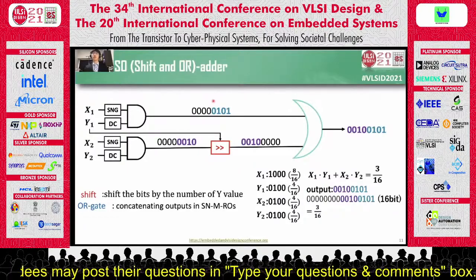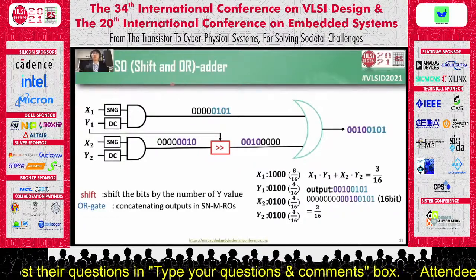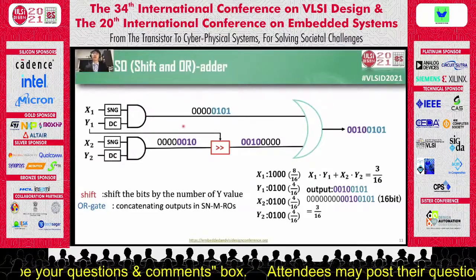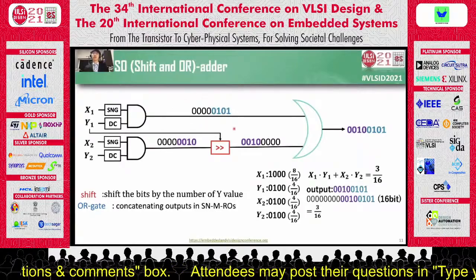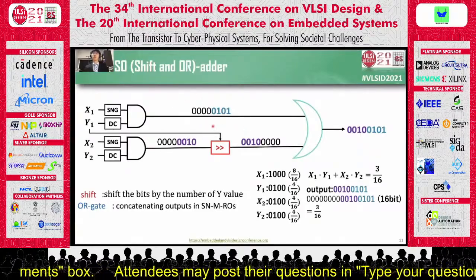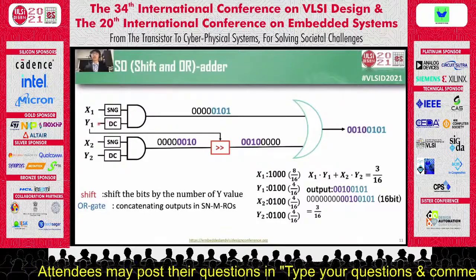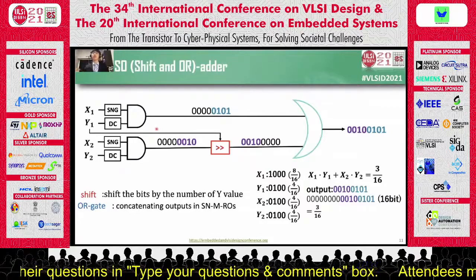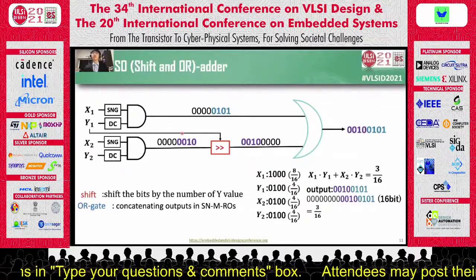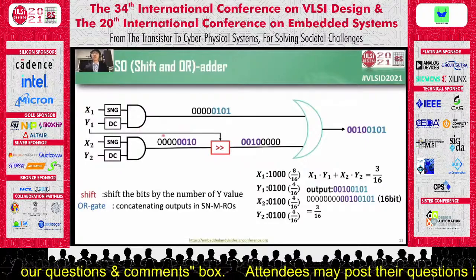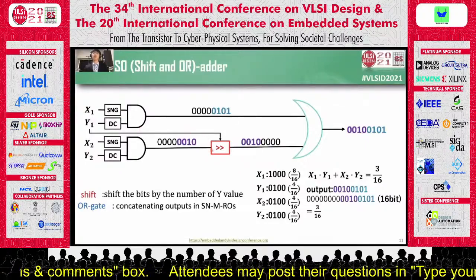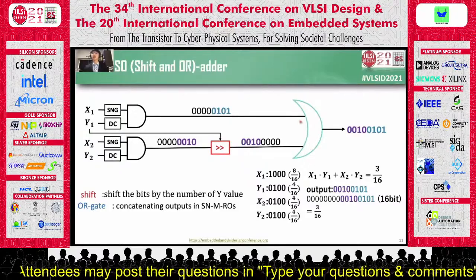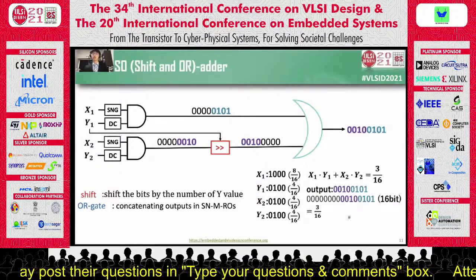First, I would like to explain the SO adder with shifter and OR gate. There are two SNMROs, and there are also two outputs. Only the first Y1 bits of the upper SN is necessary as explained. Therefore, here are the shifters that shift the lower SN by the value of the upper Y. After that, we add an OR gate to connect the upper SN and the lower SN. This is an example.